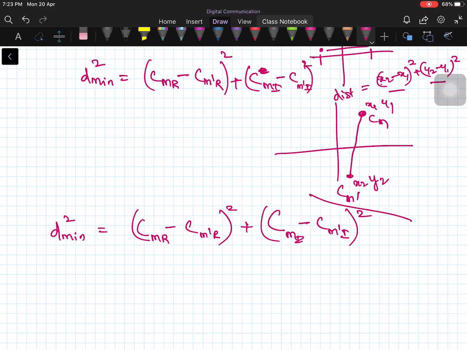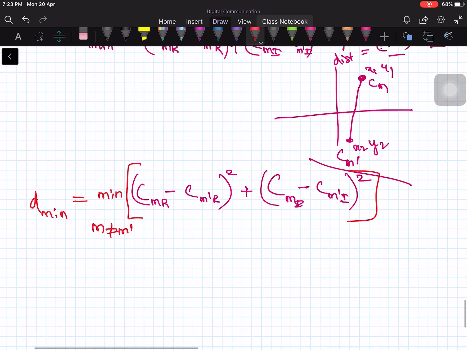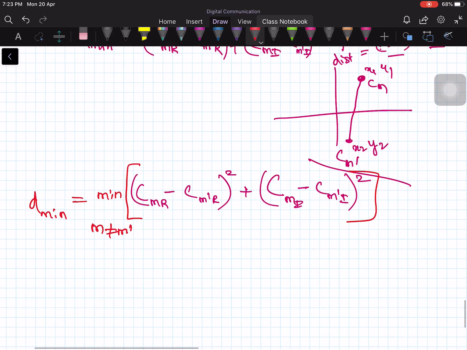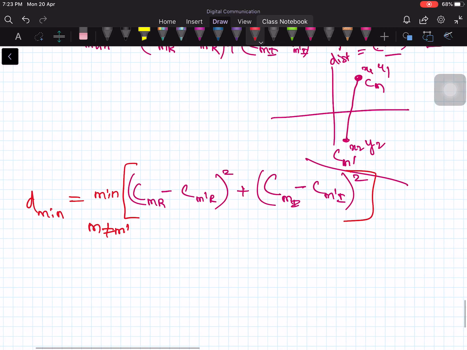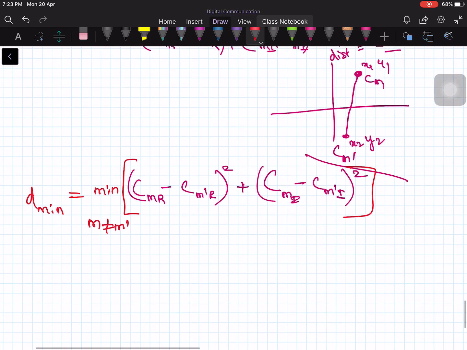And take the minimum of all this. You minimize over all of this distance. You take the minimum of this, where m is not equal to m prime. So this is your d min. So the minimum of this value for all possible combinations of the indices m and m prime, where m and m prime are not the same. They are different, distinct points. So you should consider distinct points, all possible combinations. So that's the formal definition of the minimum distance on the constellation.